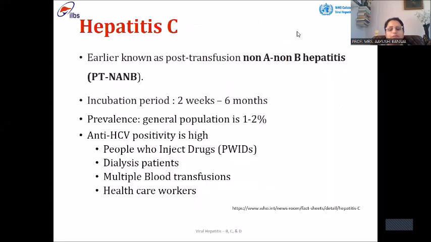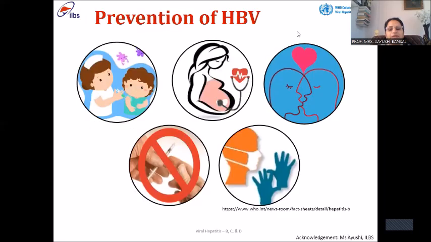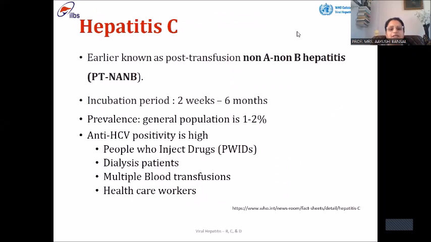So, hepatitis B, we have ended with the treatment and prevention. We are going to the next slide, that is hepatitis C. Hepatitis C, earlier known as post-transfusion non-A, non-B hepatitis, PTNANB. The incubation period of which is 2 weeks to 6 months. Prevalence is more like hepatitis B. In the general population it is 1 to 2%, and 2% is a high rate.